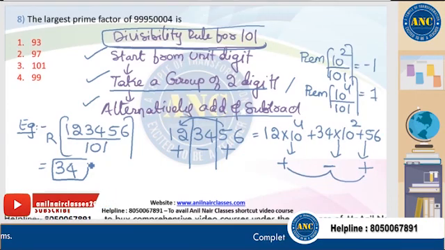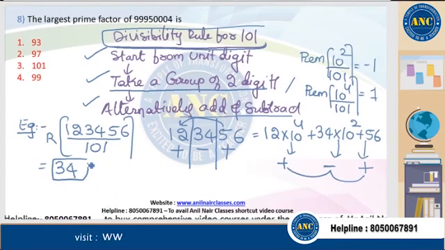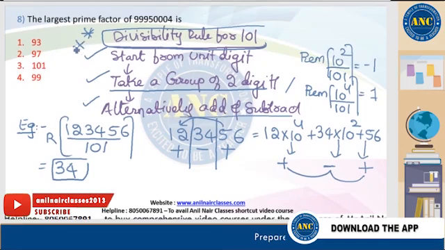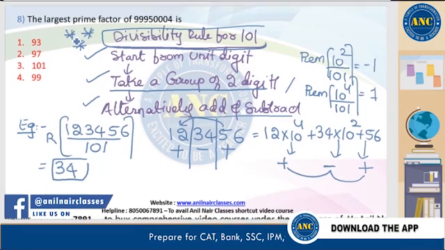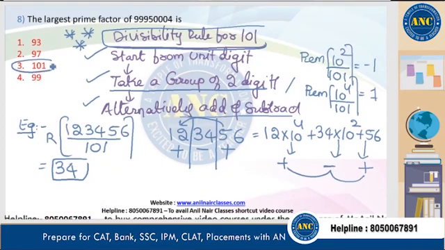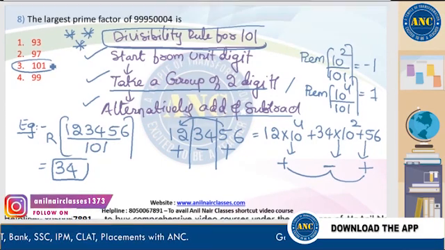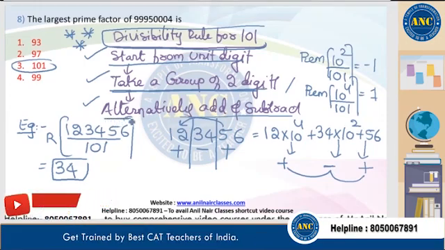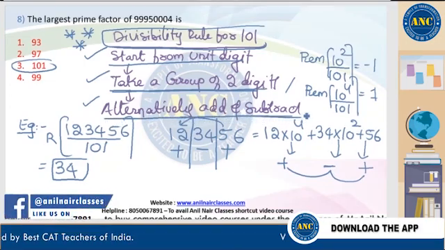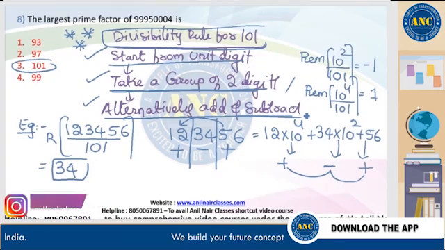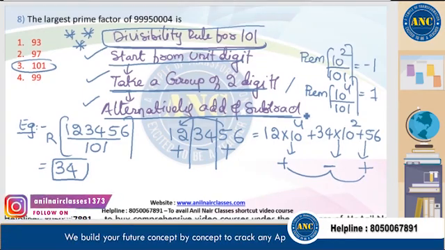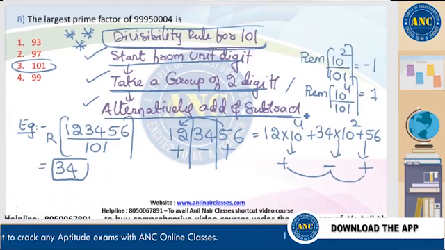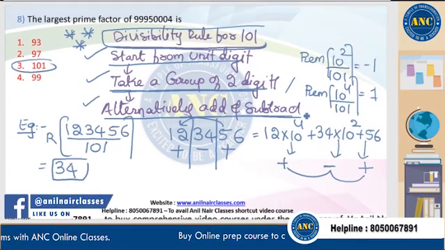So start from the unit digit, take a group of 2 digits, alternately add and subtract. This is an extremely important concept for the 8th problem, largest prime factor. Because we got 101 here, I am discussing the divisibility rule for 101. Now we will use this concept, otherwise it will become extremely difficult. A few students have taken 2 to 3 minutes to solve it. If you know the concept, you can solve this question in less than 10 seconds. I hope it is clear.